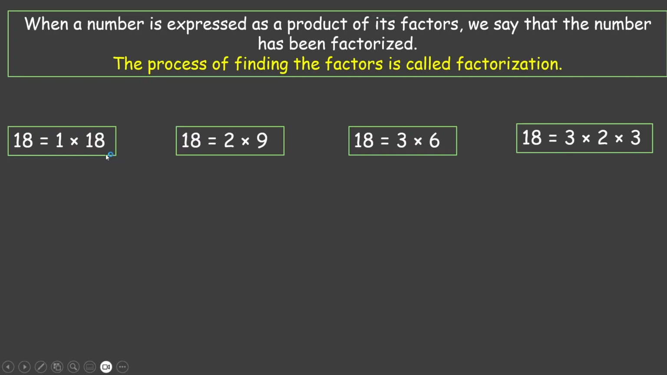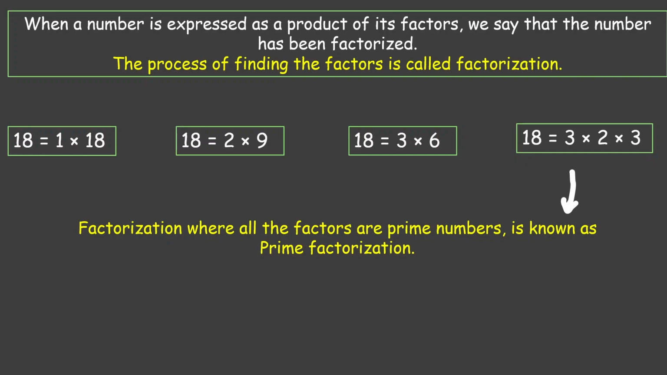If you look at the first one, here we have one composite number. In this case, we have one prime and one composite number. Once again, we have one prime and one composite number. But in the last case, we have all prime numbers. Such a factorization where all the factors are prime numbers is known as prime factorization. Now we use this prime factorization to find out HCF, LCM, and in many other ways which you will study in further classes and further coming videos as well.